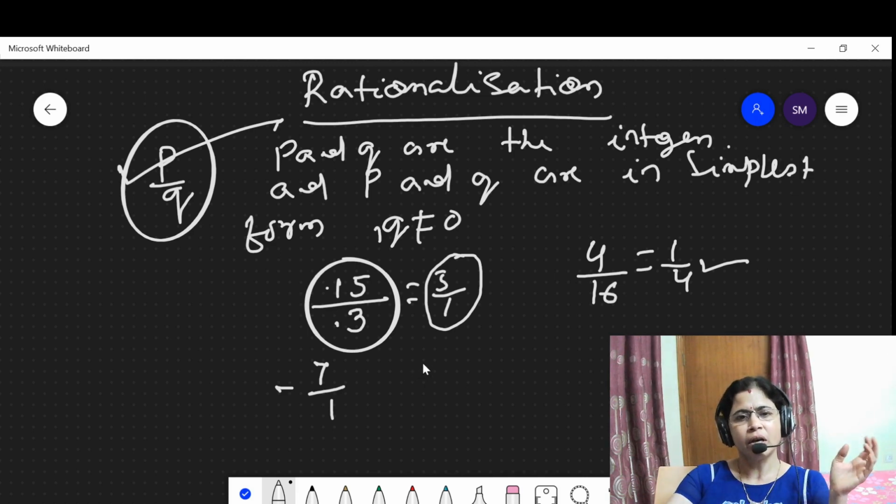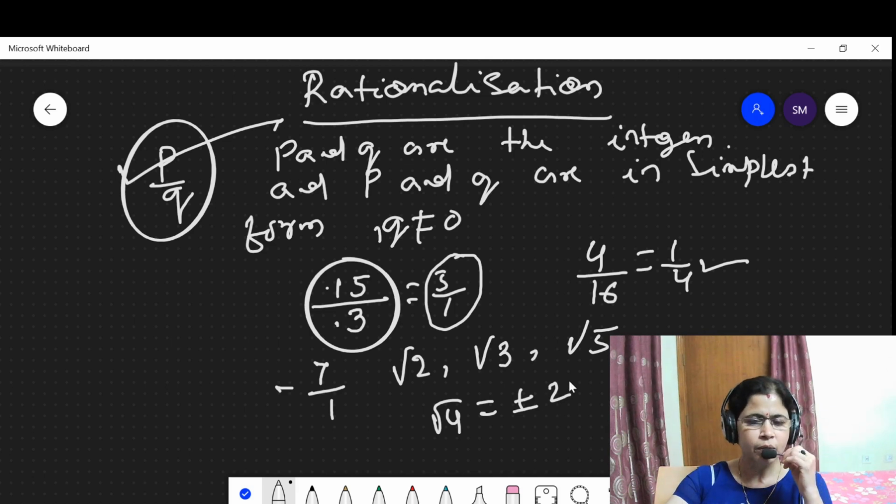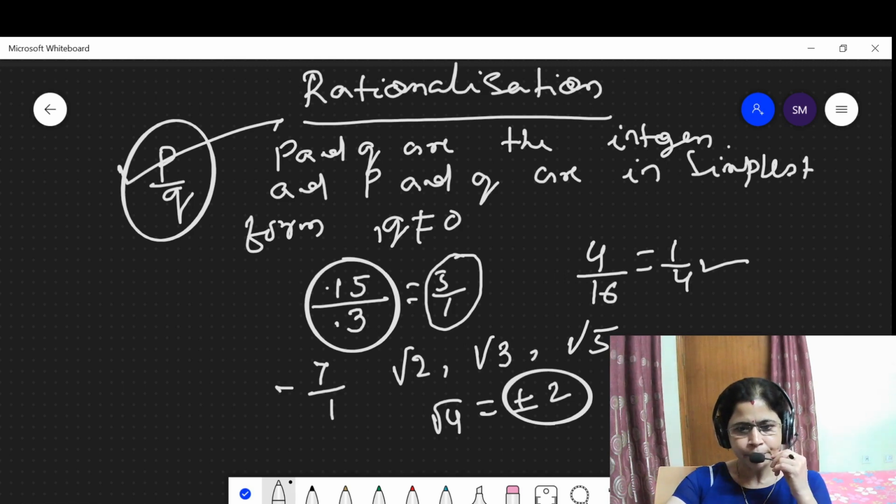You know, rational numbers plus irrational numbers make up the set of real numbers. The numbers which cannot be expressed in the form of a rational number are called irrational numbers. Root 2 is an irrational number, root 3 is also irrational, root 5 is also irrational. Is root 4 an irrational number? No, because root 4 is plus or minus 2. This is not irrational; this is a rational number, since it can be expressed in this form.